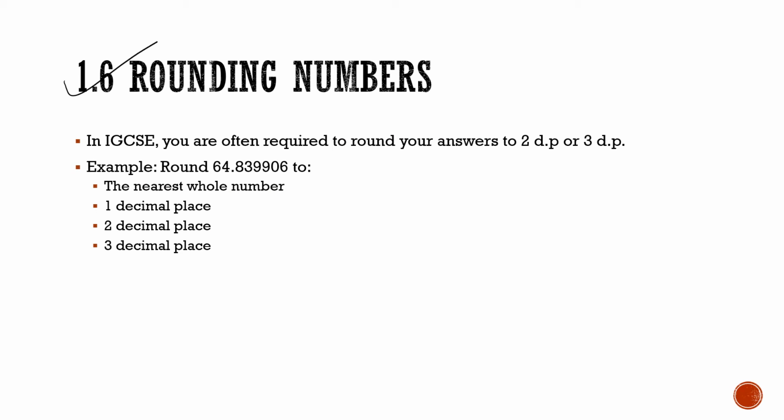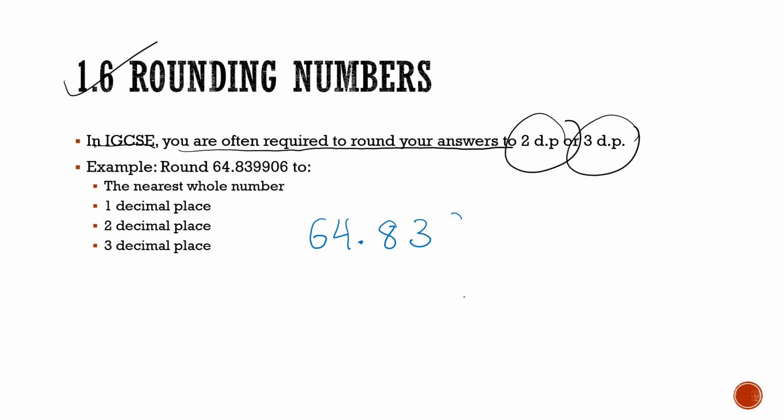Then rounding numbers. In IGCSE, you're often required to round your answers to 2 decimal places or 3 decimal places. Okay, let's look at this. Let's use blue color. So we have 64.839906. Now, if you're supposed to round this to the nearest whole number, the nearest whole number means that there are no decimal points, okay?